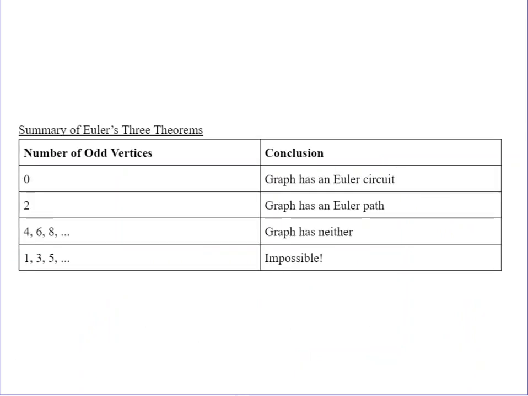So, in summary, if you have 0 odd vertices, your graph has an Euler circuit. If you have 2 odd vertices, your graph has an Euler path. If you have 4, 6, 8, 10, 12, etc., your graph has neither an Euler circuit nor an Euler path. And if you have 1, 3, 5, 7, 9, etc., odd vertices, that's impossible.